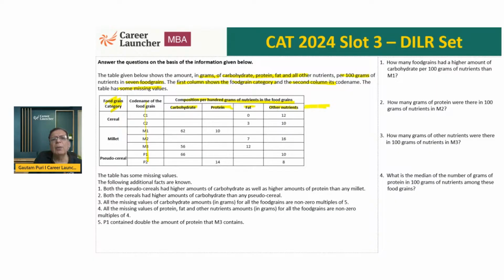So what should be the sum of all these? It should be 100. Why? Because it is out of 100 grams of nutrients, and all the nutrients are given here. That means the sum of each row is going to be 100.